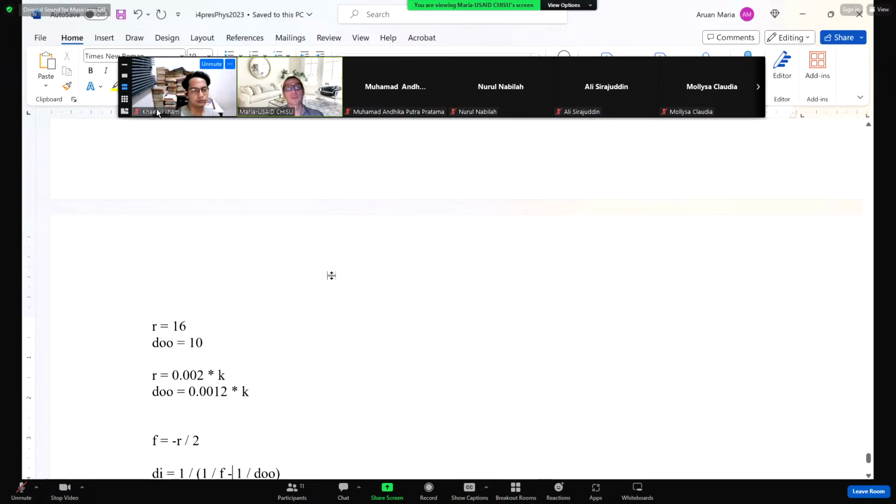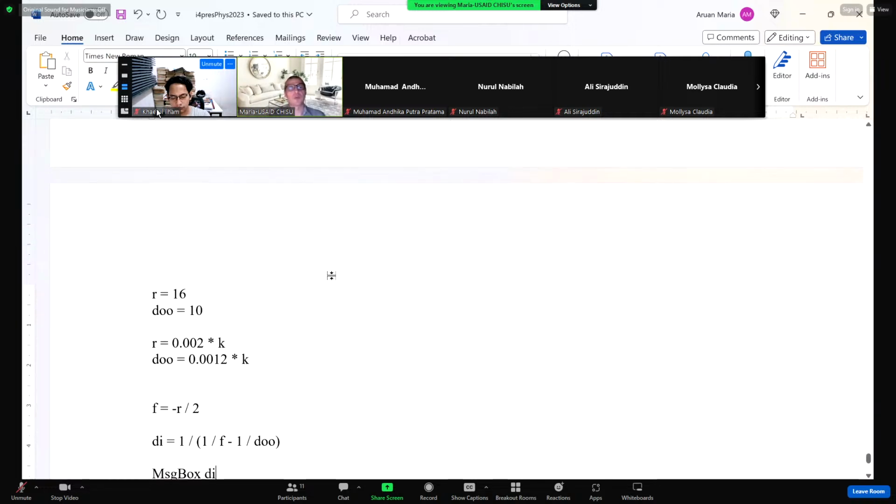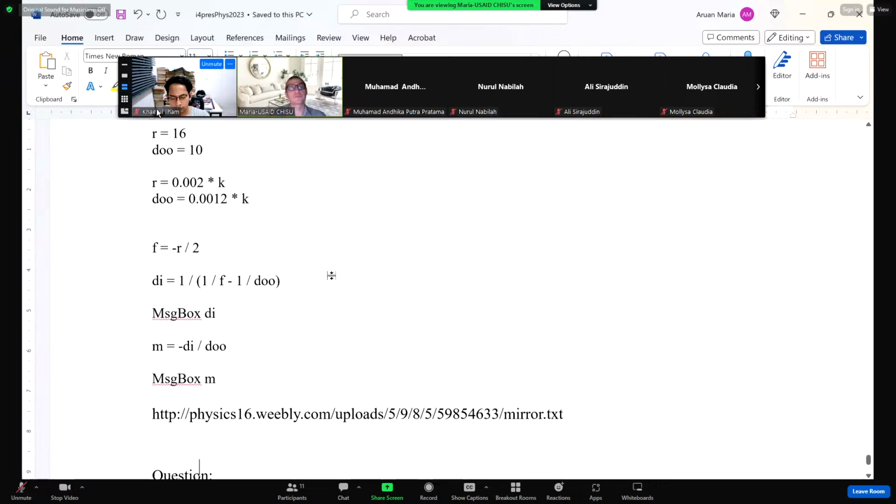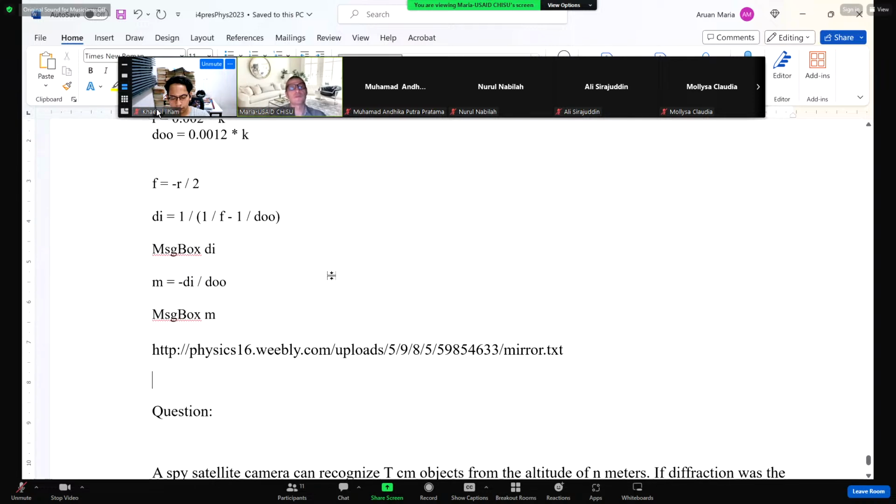So as you can see, the focal distance is minus R over 2, because that's how we choose the coordinate system. Minus or plus, it's not really important in this case, but the focal distance is minus R over 2. R is the radius of curvature. And then the distance of the image from the mirror equation. And finally, magnification is minus the distance to the image divided by the distance to the object. Okay, questions, please. Comments, please.